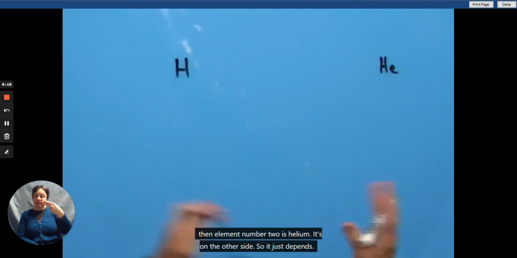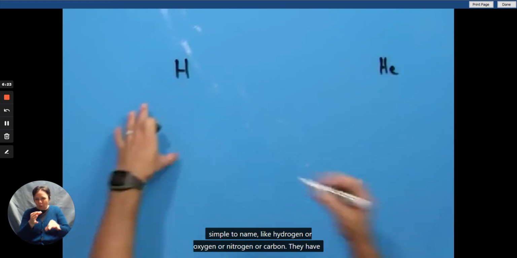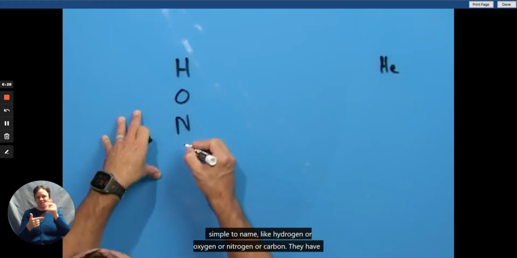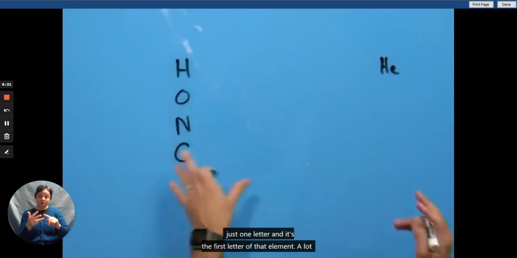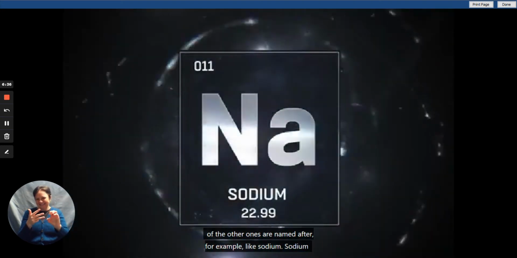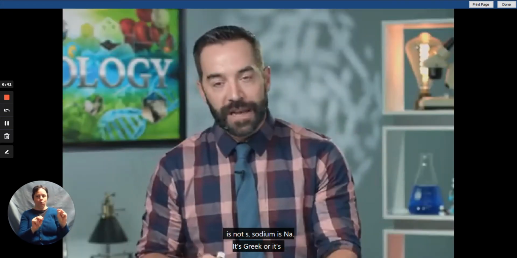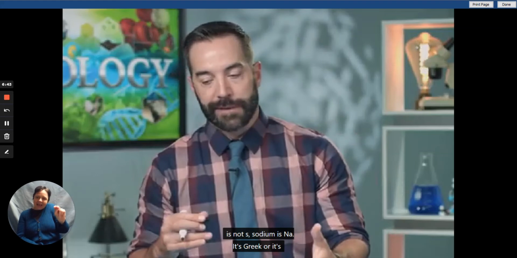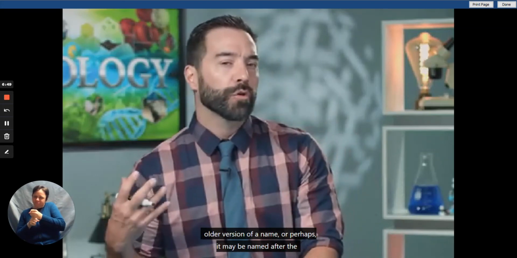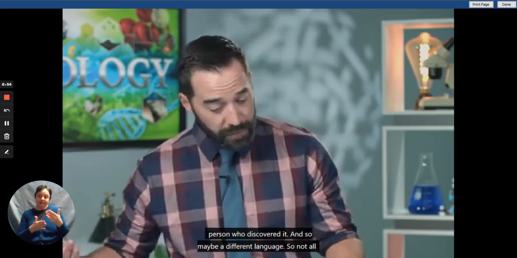So it just depends. A lot of them are very simple to name, like hydrogen or oxygen or nitrogen or carbon. They have just one letter, and it's the first letter of that element. A lot of the other ones are named after, for example, sodium. Sodium is not S. Sodium is Na. And it's either Greek, or some derivative of a language, or an older version of a name, or perhaps it may be named after the person who discovered it. And so it may be a different language.